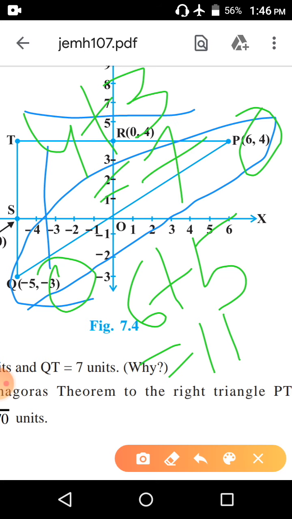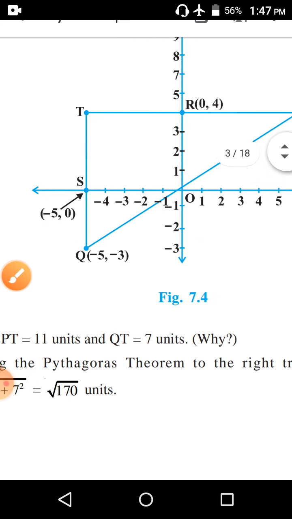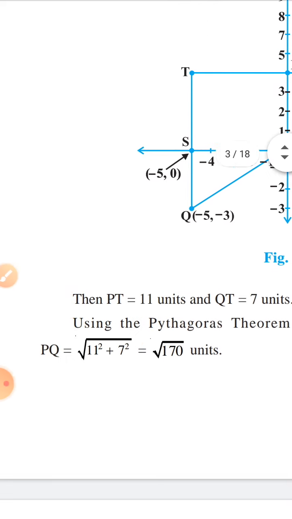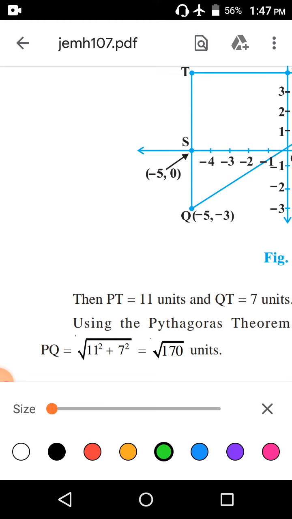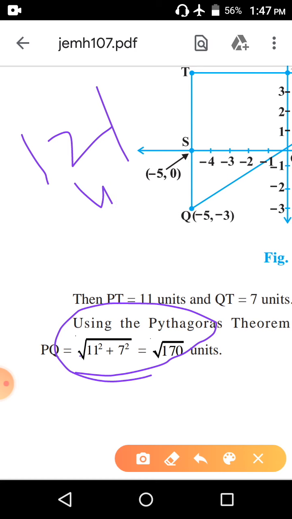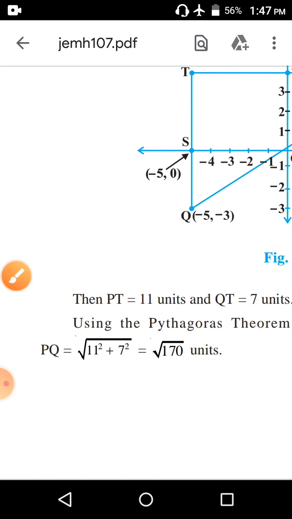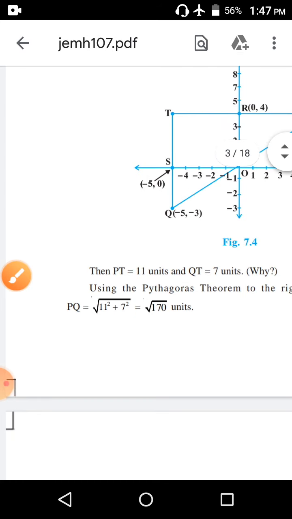So now we will just square and add them. 11 square plus 7 square. See, here it is 11 square plus 7 square. So 121 plus 7 square is 49, and if you add them you will get 170, and take the square root. So this is how you use the distance formula, but this is not the derivation.